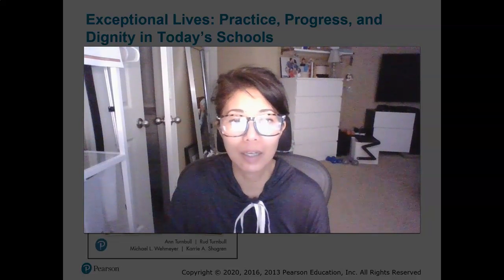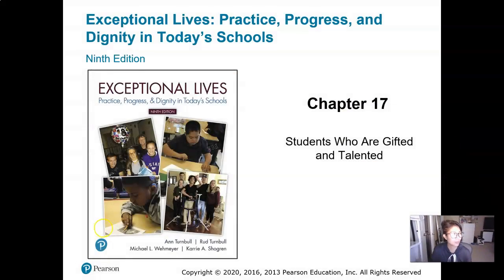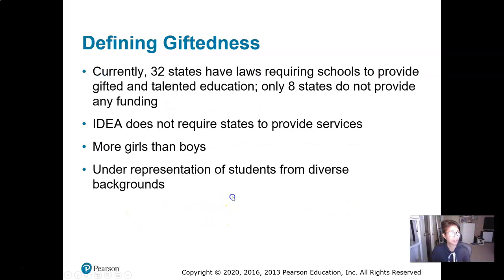Okay, learning outcomes. Discuss how biological and environmental factors influence the development of giftedness and the underrepresentation of students of color in gifted and talented programs. And then we're also going to be discussing general education settings and how strategies and practices can benefit all students, not just the GT.